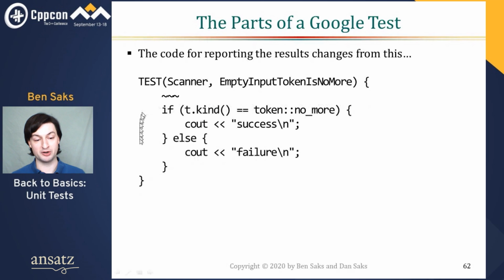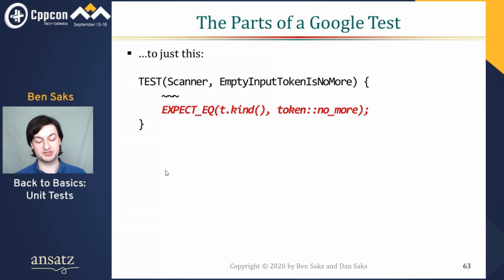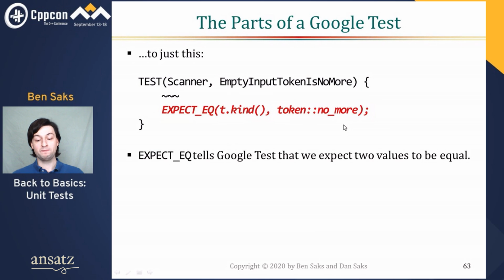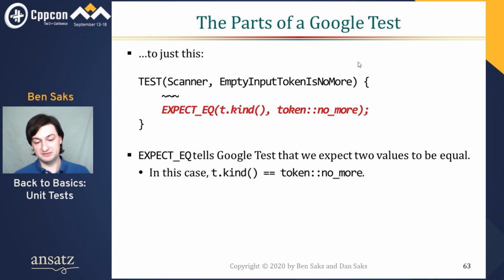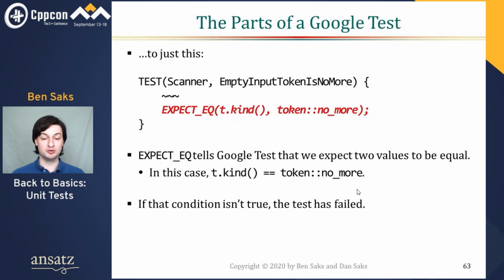Before we had this, where we wrote an if statement and then manually printed out something to see the output, in Google Test, it looks just like this. There's another macro, EXPECT_EQ, that takes two values. What this is saying is we're informing Google Test that we expect these two values to compare equal to each other. In this case, it's testing that t.kind is equal to token dot or colon no more. What this means is, if that condition isn't true, Google Test knows that the test has failed, and it should report failure when it prints out the output of the test.